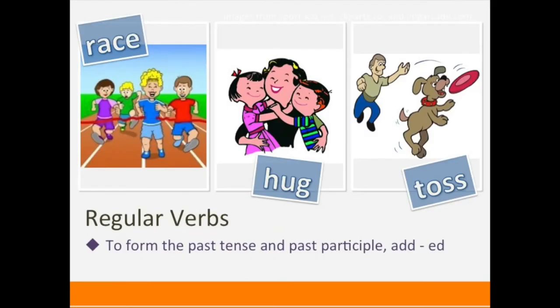So first, let's look at the regular verbs. These verbs are formed by just adding ed. So whether you're dealing with the past tense or the past participle, all you do is add ed to the main form of the verb. These 3 verbs on the screen are all regular verbs: race, hug, and toss. On the back of your whisk worksheet, please write race, hug, and toss in the past tense. The past participle is the same as the past tense in all 3 of these cases.